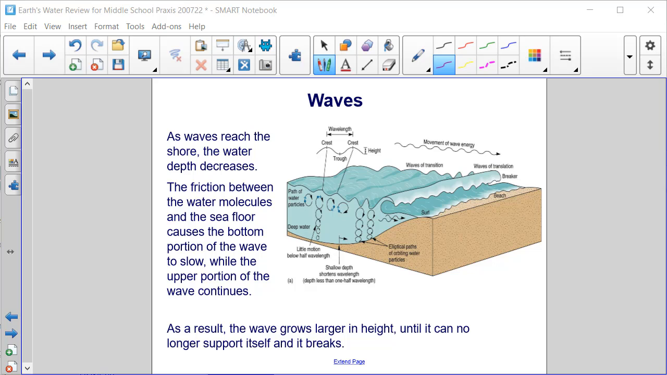As waves reach the shore, the water depth decreases. The friction between the water molecules and the seafloor causes the bottom portion of the wave to slow, while the upper portion of the wave continues. As a result, the wave grows larger in height until it can no longer support itself and it breaks. So that's what you're seeing here. As the depth of the water decreases, this top portion of the wave continues moving faster, faster, faster, making the waves higher until eventually the wave breaks.